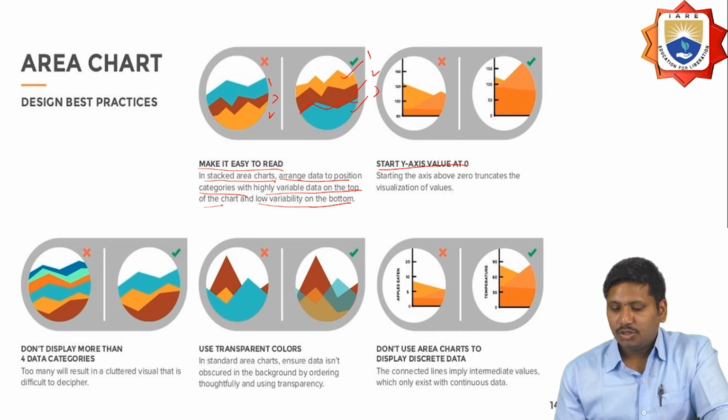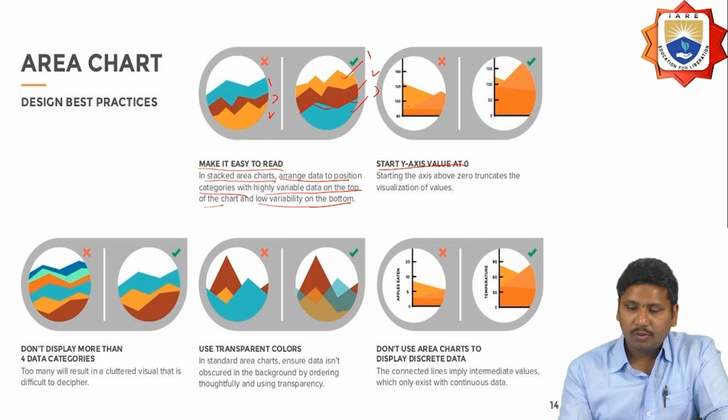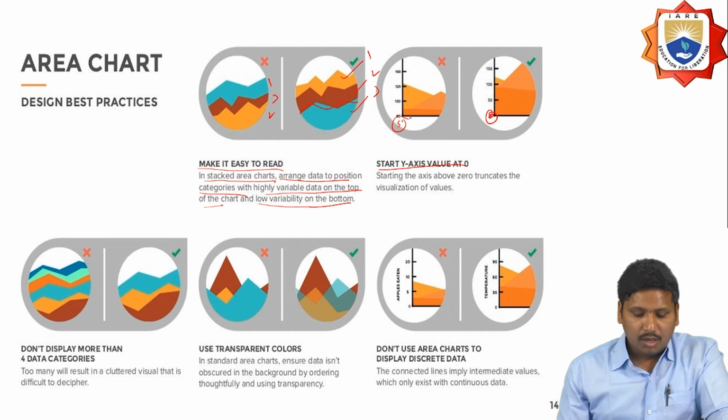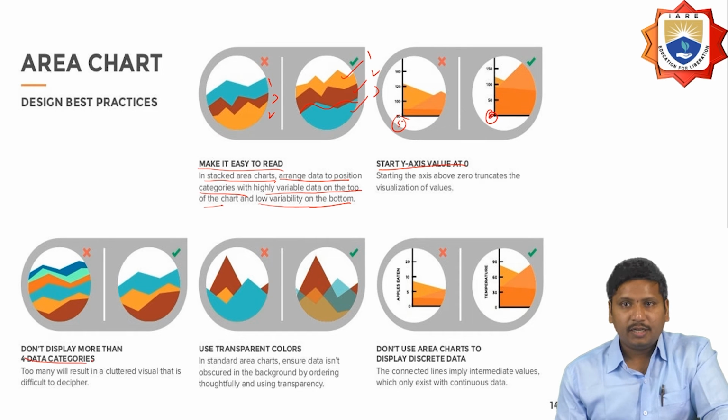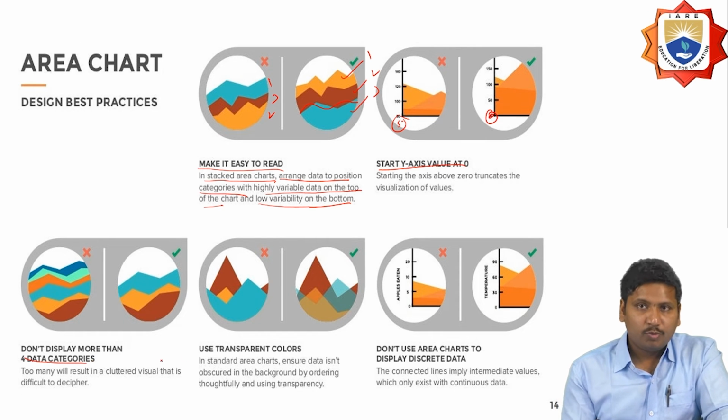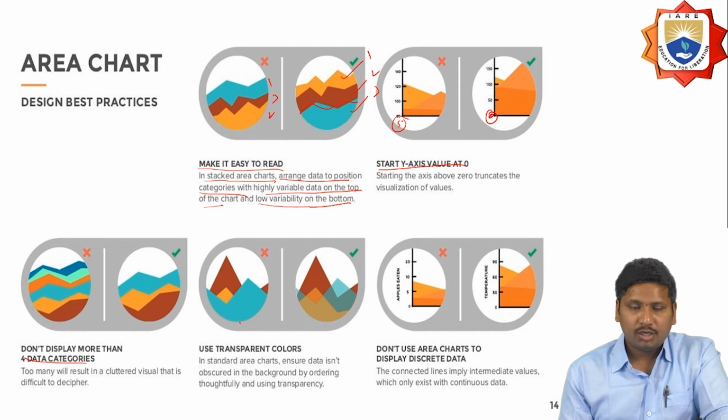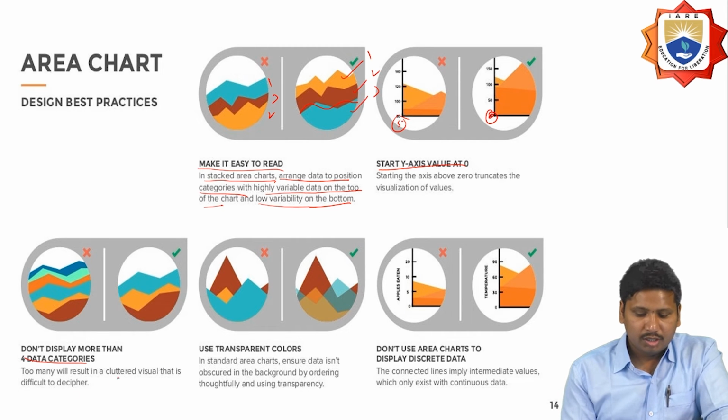Start the y-axis at 0. Same thing, the same design we followed in the previous charts. Here also we have to start with 0, and it should not start with some other value. And the next one is don't display more than 4 data categories. Similarly, if I draw an area chart, all the time I should consider only a maximum of 4.